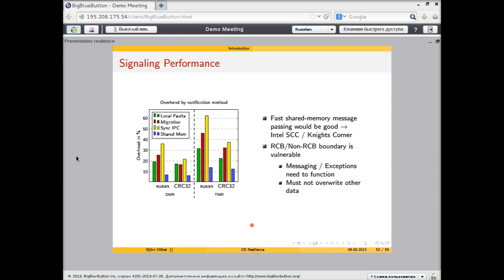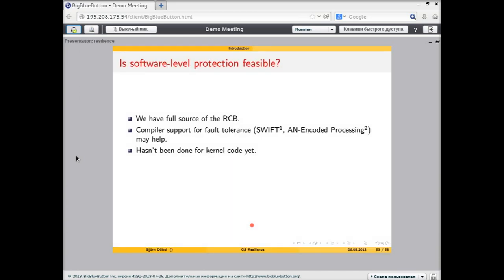And as a last experiment, we also had a look at whether we can use compiler-assisted protection, because as I said before, we have the full source code of the reliable computing base, and we could therefore recompile the kernel and the replication service using existing fault-tolerant compilers. However, unfortunately, those compilers have only been used for user-level code, and we're not aware of any compiler available that we can use to directly take Fiasco and our Roman service and simply compile it to see what happens if we protect the RCB using compiler methods.